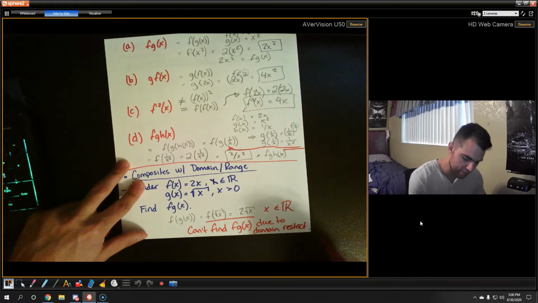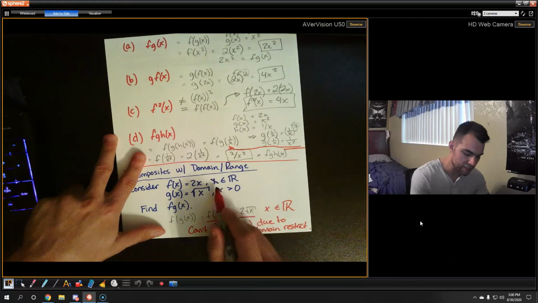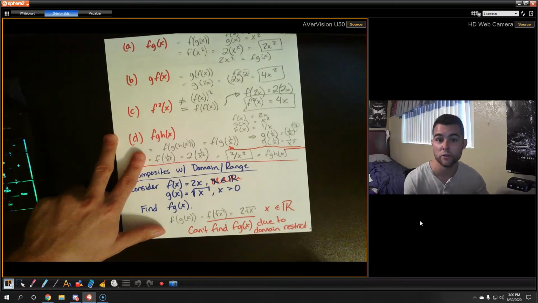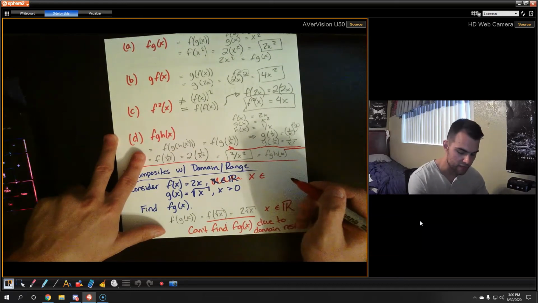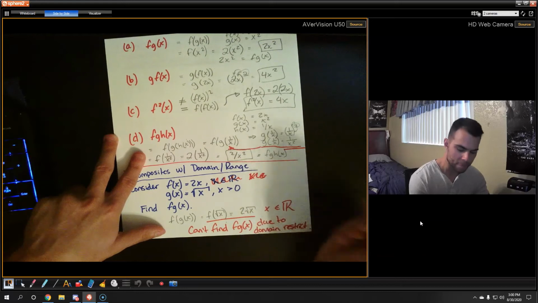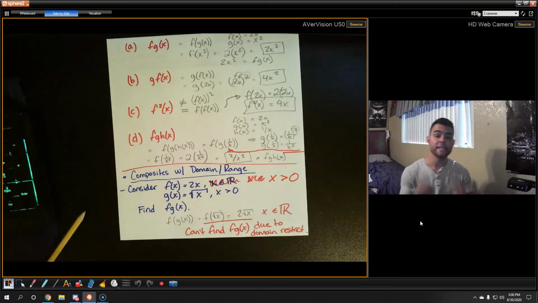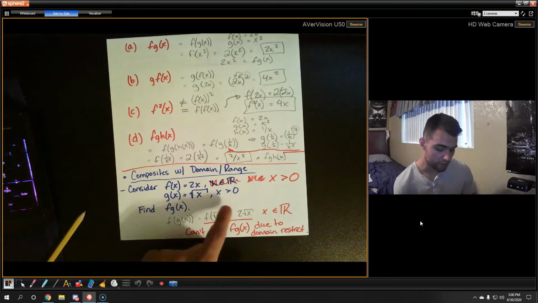There would be a way to fix it, though. A quick fix would be to do this. Instead of saying this is within all real numbers, I could just say a new domain. I'm going to state instead that it's going to be within, actually, it's not going to be within anything. I need it to be greater than 0. I need it to be greater than 0 in order to satisfy this.